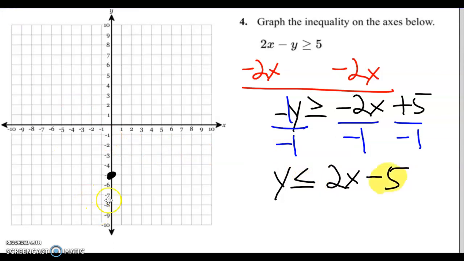So I've got my y-intercept, which is negative 5. My slope, which is 2 over 1. So I go up 2 and over 1. And now I have my 2 points. All I got to do is just graph them.